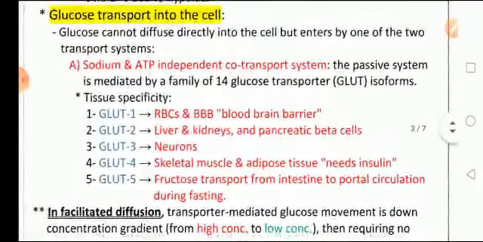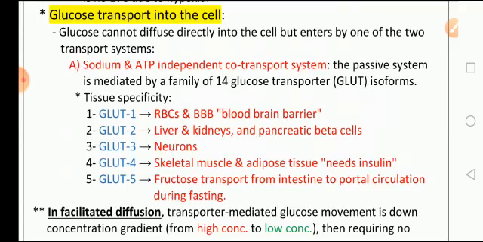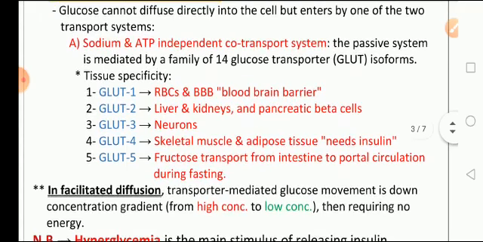The first one, from its name, does not need ATP or sodium, so it's a passive process that does not need energy, and it occurs by facilitated diffusion. Facilitated diffusion means down the concentration gradient from the high concentration, which is extracellular, into the low concentration, which is intracellular, requiring no energy.